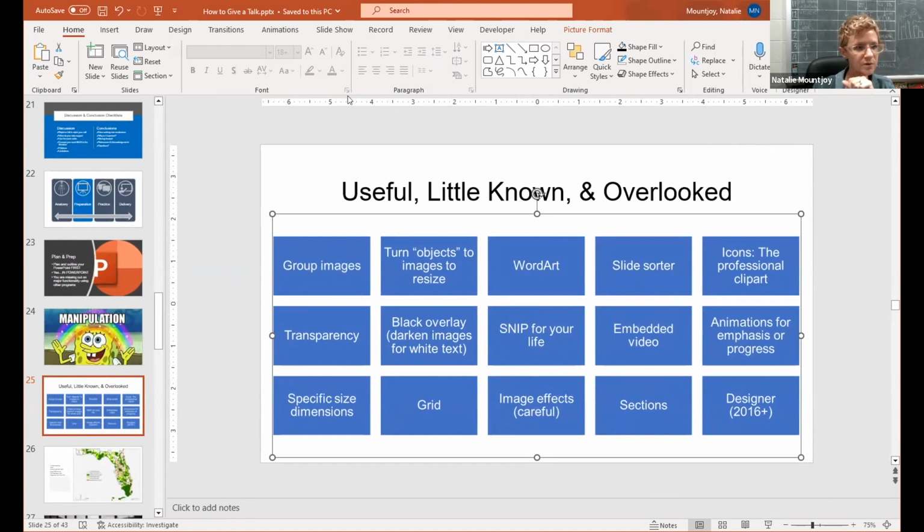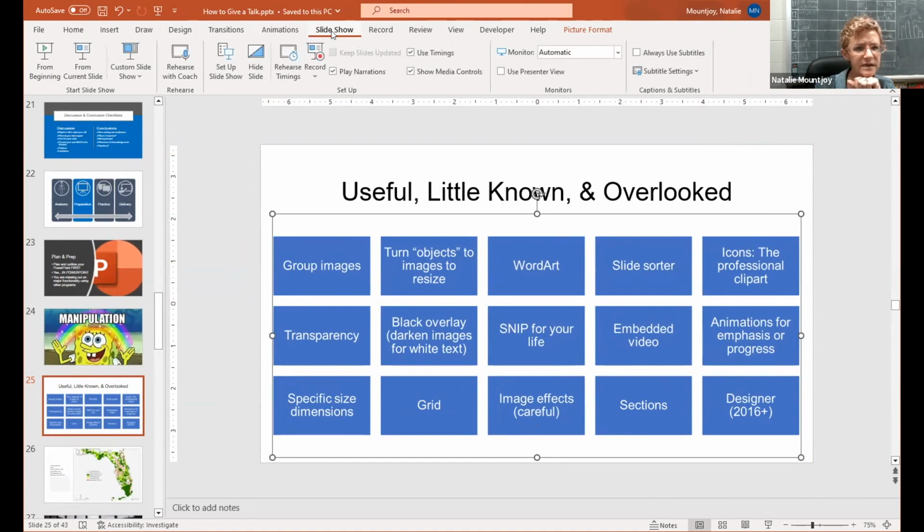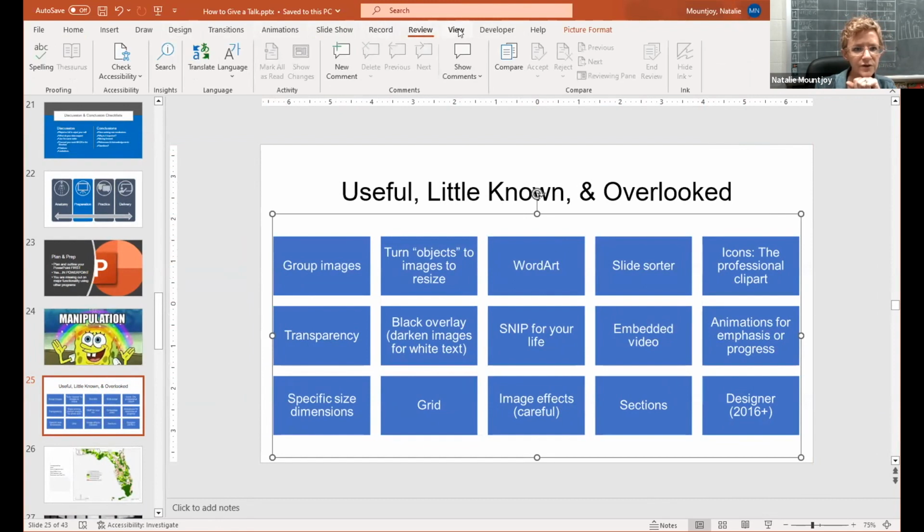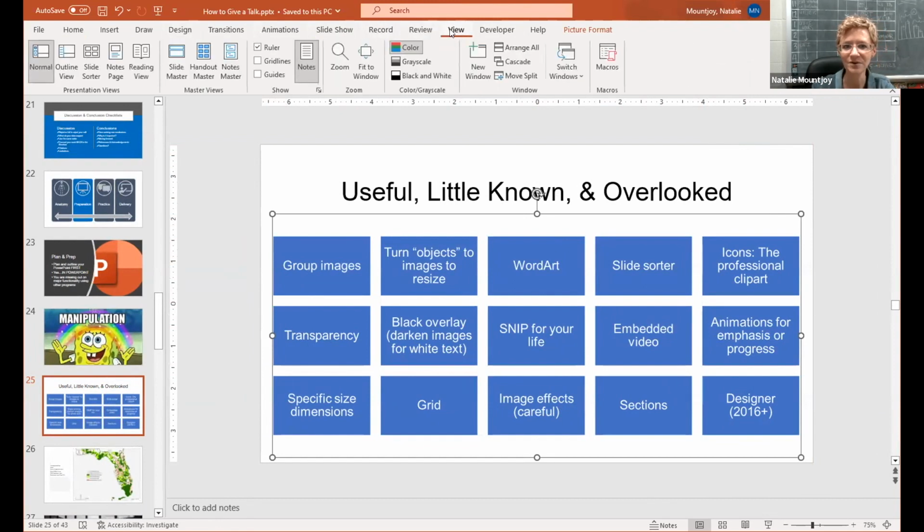Slide sorter is super cool. Let me show you guys that. Go to, is it slideshow? No, it is review, view. Yeah, view. Okay, so go into view. There are two things I want to show you here in view.